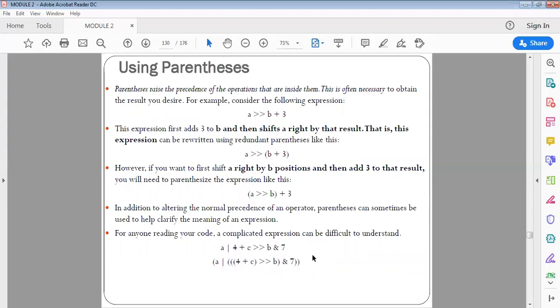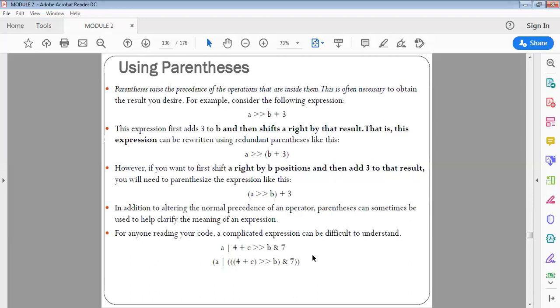As you see in the example, a right shifted by b plus 3. Here you have two operators: one is the right shift operator, the other is plus. So which one is to be evaluated? It leads to confusion. Initially, if this is the expression, it first adds 3 to b, and then shifts a by that result.